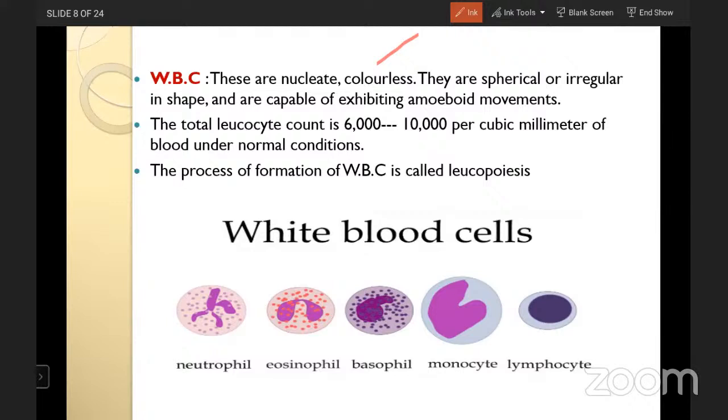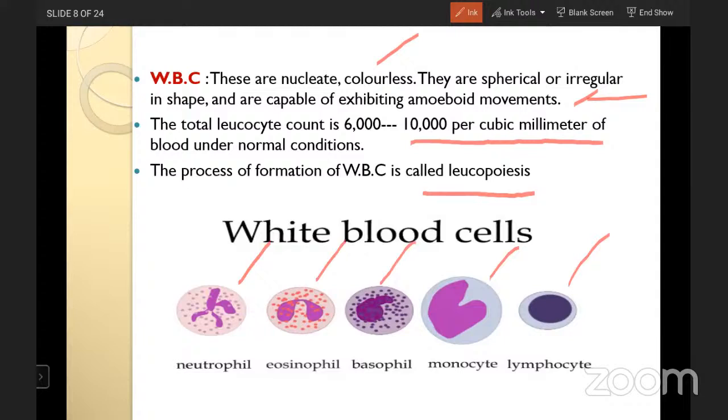They are spherical or irregular in shape and are capable of exhibiting amoeboid movements. The total leukocyte count is 6,000 to 10,000 per cubic mm of blood under normal conditions. The process of formation of WBCs is called leukopoiesis. Here we are observing the white blood cells: neutrophil, eosinophil, basophil, monocyte, and lymphocyte.